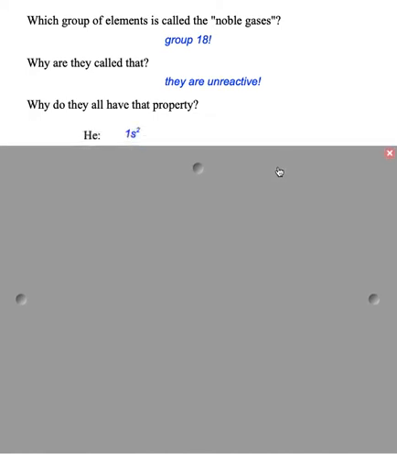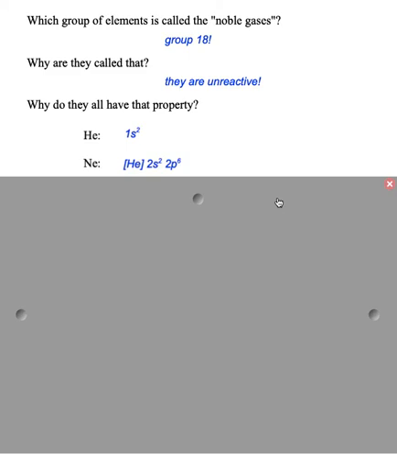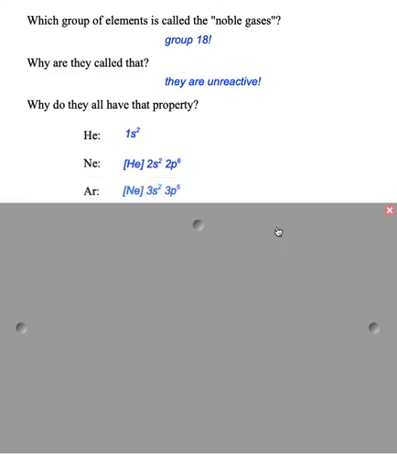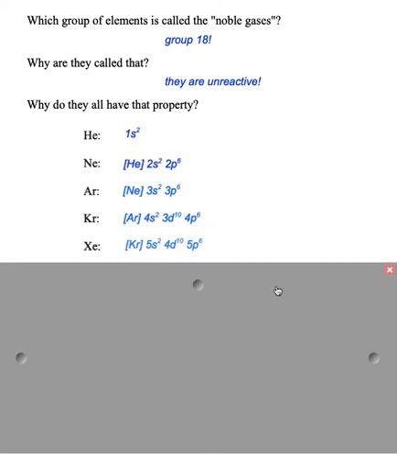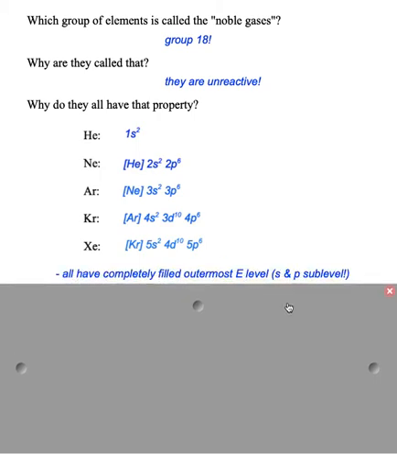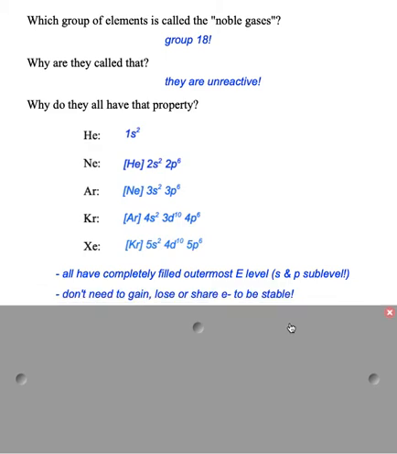Helium is 1s2, neon has the configuration helium 2s2 2p6, argon has the configuration neon 3s2 3p6, krypton is argon 4s2 3d10 4p6, xenon has the configuration krypton 5s2 4d10 5p6. What do they all have in common? Well, you can see they all have completely filled S and P sublevels. Their outermost energy level, which corresponds to the S and P sublevel and the highest occupied principal energy level, is completely filled. So the noble gases don't need to gain, lose, or share electrons in order to be stable.